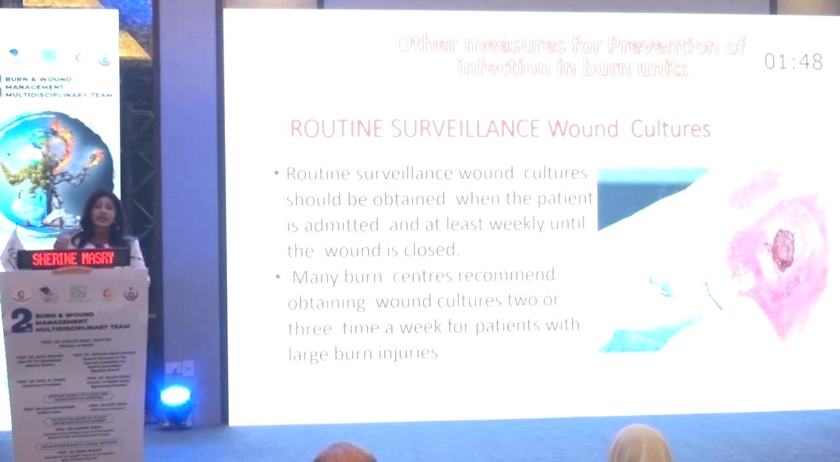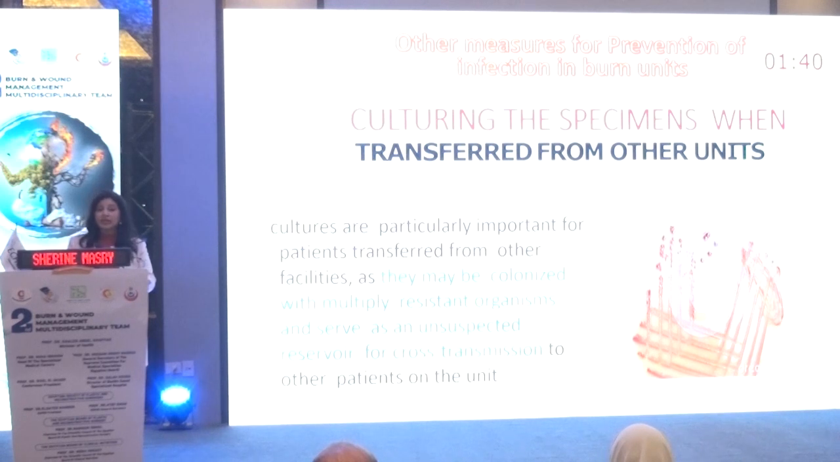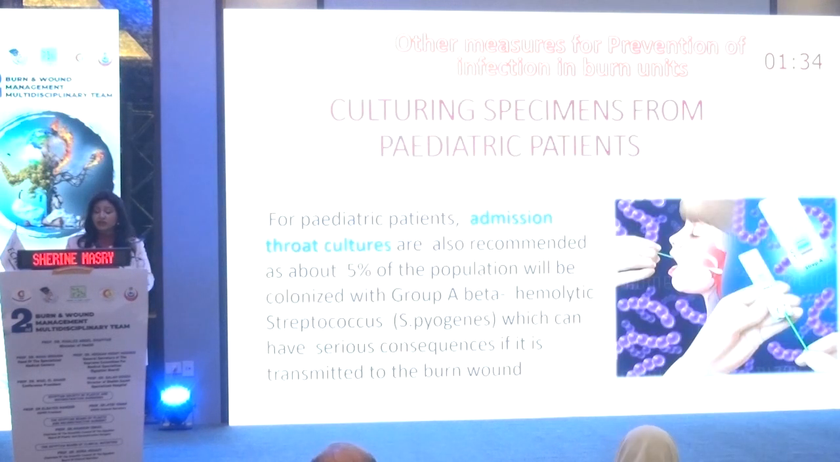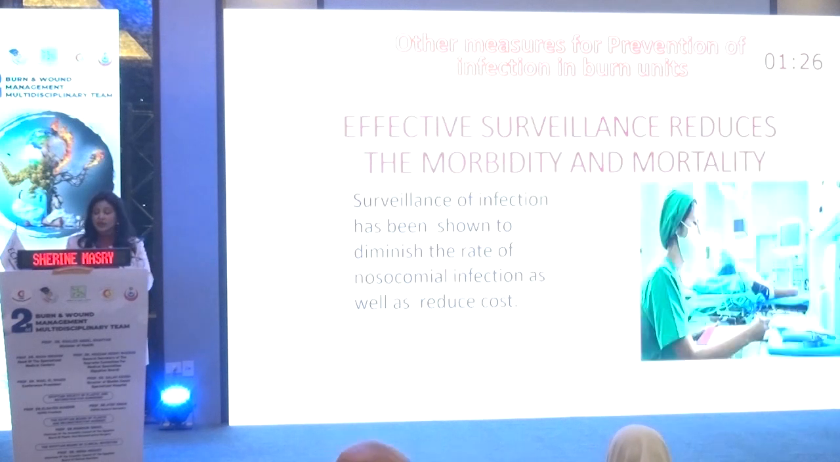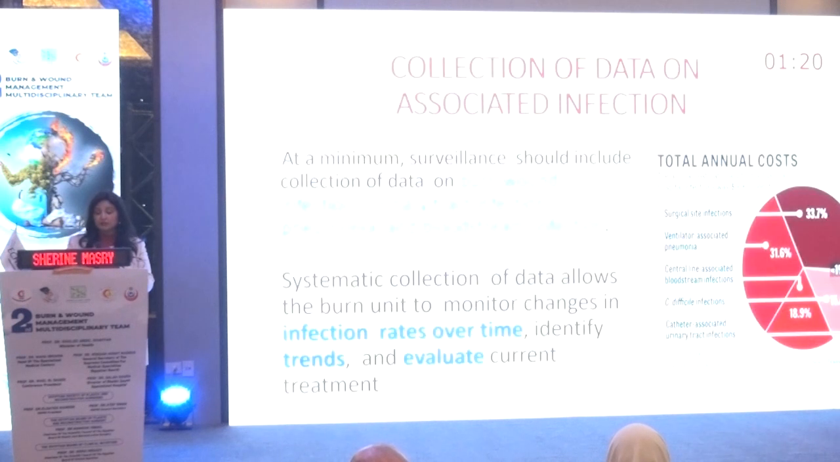The routine surveillance wound culture is recommended for patients and should be obtained when the patient is in the unit. It is recommended at early admission and at least once weekly. Some organizations recommend it is done more than that. However, throat admission culture should be done for our pediatric patients, as 5% of the population are colonized with group A streptococcus. Surveillance for the environment and infection reduces the morbidity and mortality.